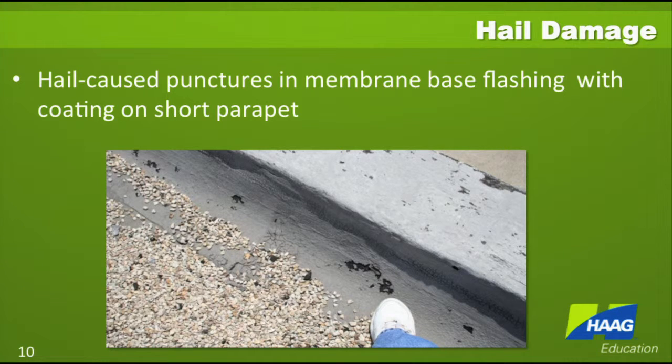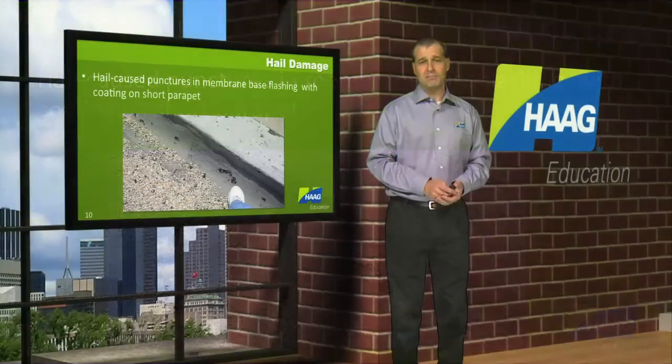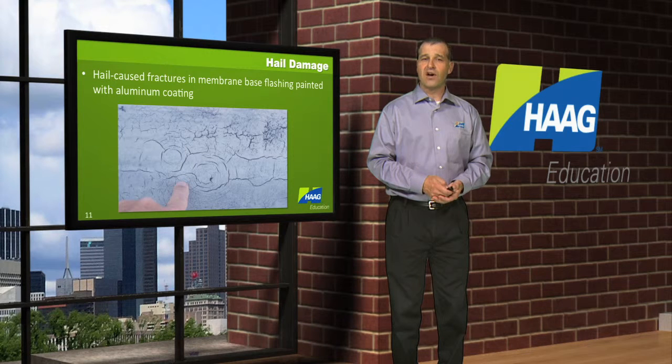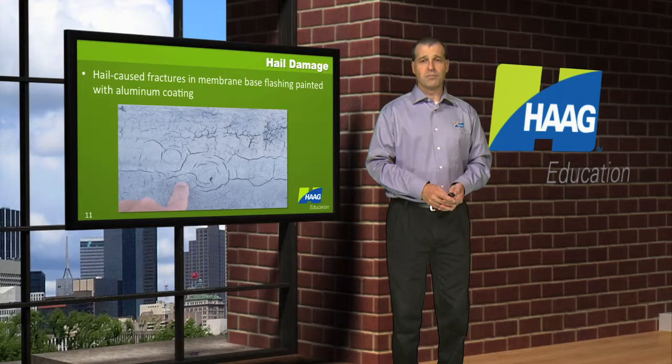Another photograph of hail-caused bruises in a parapet flashing. We see several dark black areas where the aluminum coating was spalled off, and then you can look to see, is there a fracture, is there a puncture in those areas? And if so, those would be other things that could let water into the roof system. Those parapet flashings often are only one ply and are much easier to damage than the field of the roof.